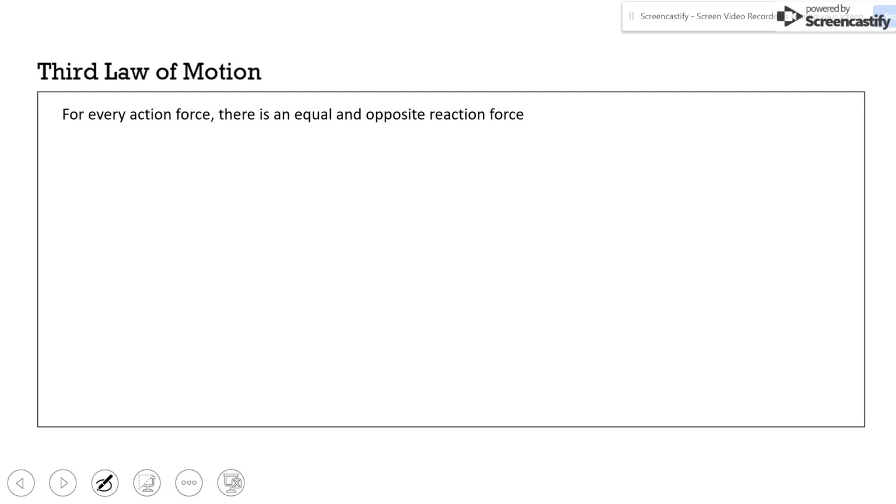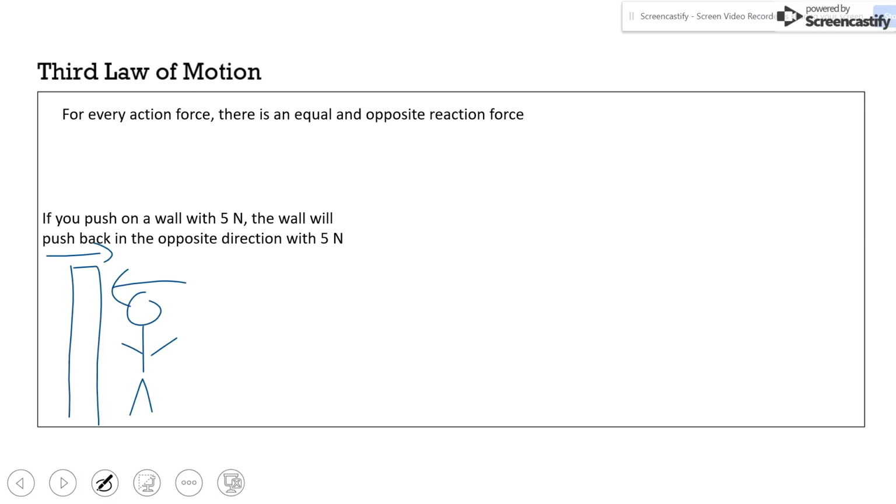With Newton's third law, for every action, there's an equal and opposite reaction force. A couple of examples of these. If you're pushing on a wall with 5 newtons, the wall will push back in the opposite direction, against you, with 5 newtons. It's going to match what your strength is unless you push the wall over. In this example, the person is pushing 5 newtons to the left, so the wall is going to push back with 5 newtons to the right. Again, equal and opposite.